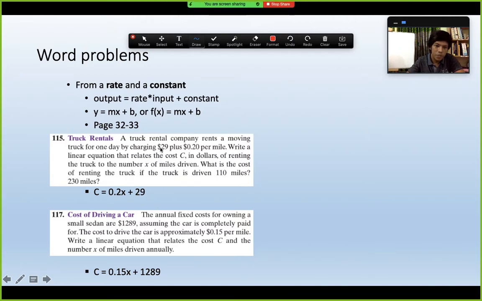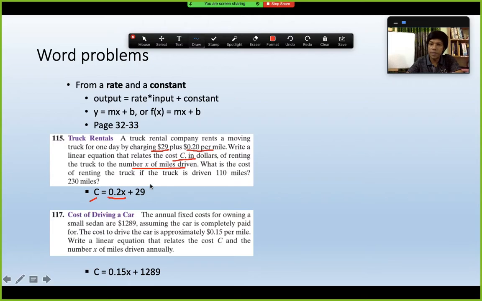So you see, this is the starting value for this math. This is some rental company. You have to pay this money no matter how many miles you move. Then for every mile you have to pay this money, $0.20 per mile. Per mile means x, because they said that x is the number of miles, and c is the cost. That's why c equals 0.2x plus 29.